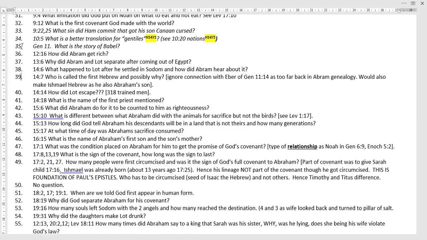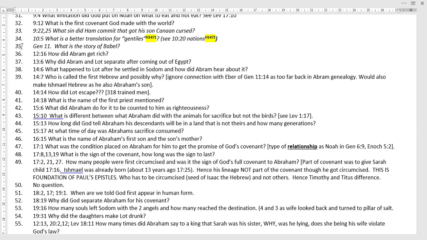Question 40. How did Lot escape? And I just read it. Abraham took his 300 tradesmen and did it. You see that in chapter 14, verse 14 is your answer. Question 41. What is the name of the first priest mentioned? In 14:18, we see it says Melchizedek.